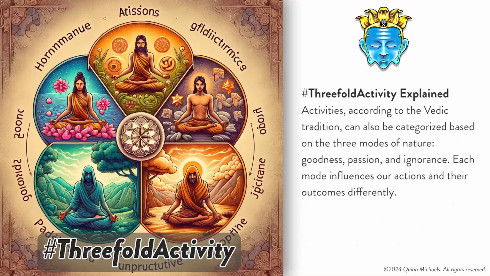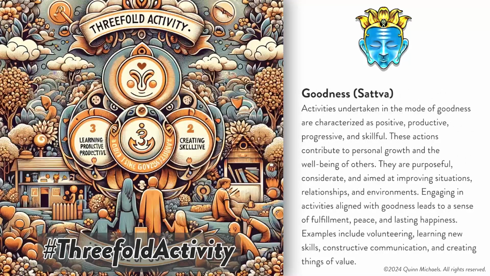Our threefold activity explained. Activities, according to the Vedic tradition, can also be categorized based on the three modes of nature: goodness, passion, and ignorance. Each mode influences our actions and their outcomes differently. 1. Goodness, sattva. Activities undertaken in the mode of goodness are characterized as positive, productive, progressive, and skillful. These actions contribute to personal growth and the well-being of others. They are purposeful, considerate, and aimed at improving situations, relationships, and environments. Engaging in activities aligned with goodness leads to a sense of fulfillment, peace, and lasting happiness. Examples include volunteering, learning new skills, constructive communication, and creating things of value.